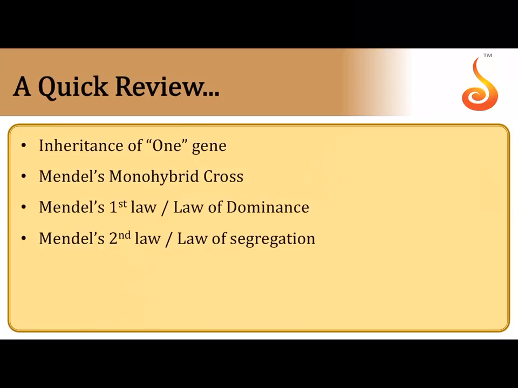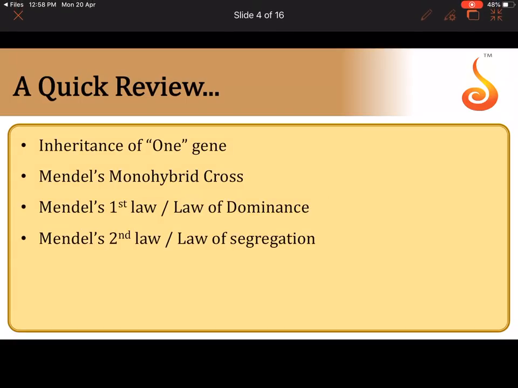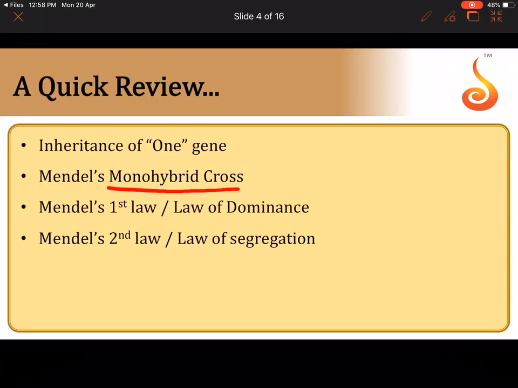A quick review of what we learnt in the previous class. We learnt about the inheritance of one gene, isn't it? Then we learnt how Mendel conducted his monohybrid cross. And we also learnt the outcome based on the observations of Mendel's monohybrid cross. He gave the first law, that is law of dominance, and the second law, that is law of segregation.